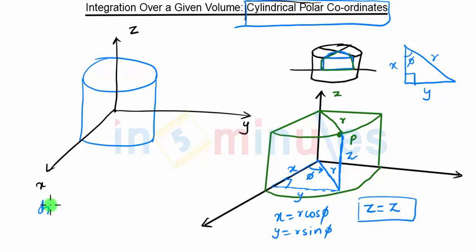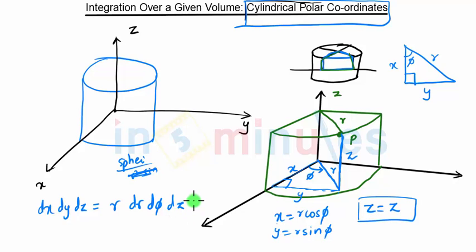Then we also substitute dx dy dz. In this case, dx dy dz will be R dr d phi dz. In spherical coordinates, we used to have r squared sin theta. So instead of r squared, we will have r dr d phi dz.